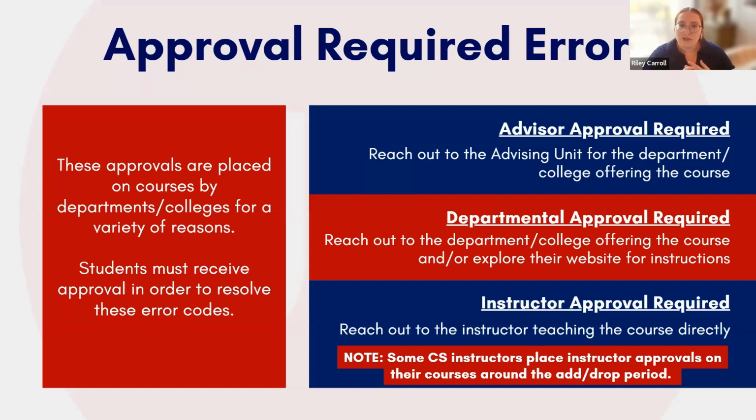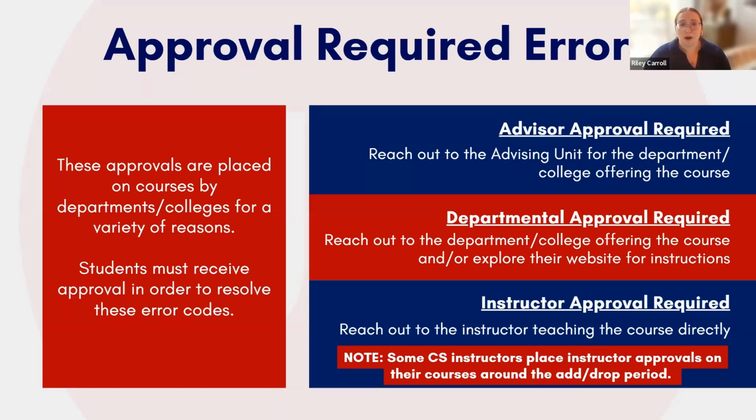So instead, to resolve this particular error, the advisor approval required, students must reach out to the advising unit for the department or college offering the course. You can usually find this information on what advisor to reach out to by looking at the department or college's website and finding the section for undergraduate advising.